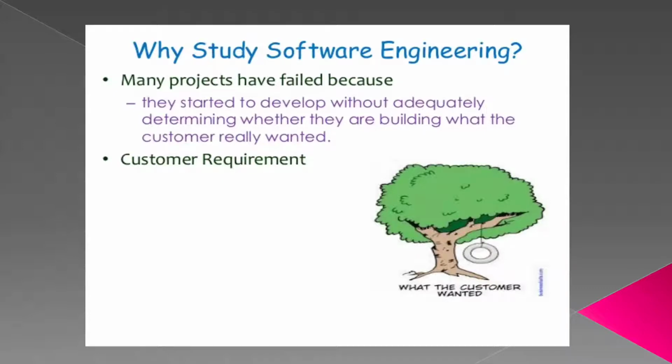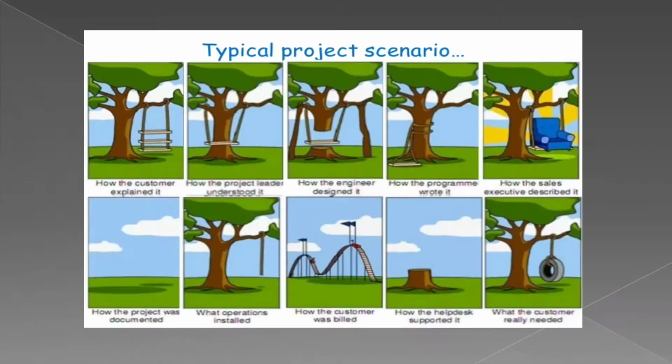If that is fulfilled, then your project becomes 100% good. So, what is the customer's need, or what is the customer requirement? Here I already explained one diagram in the last chapter. This is the diagram: what the customer explained, in this format, but the ultimate result is what the customer needed.